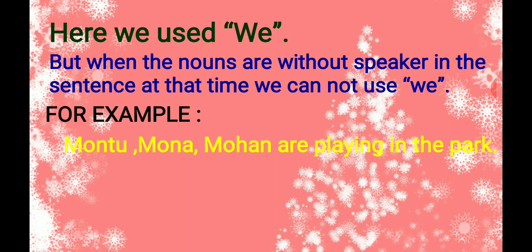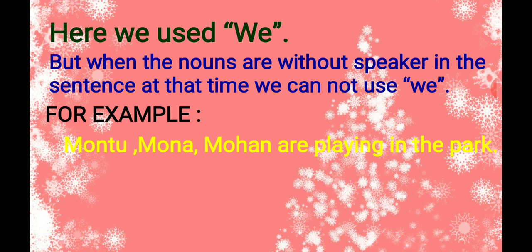Montu, Mona, Mohan are playing in the park. This is a similar sentence to the previous sentence, right? Only one change is there. What is it? I is not there in the sentence. Only Montu, Mona and Mohan are in the sentence. So, without I. Here I is not there.